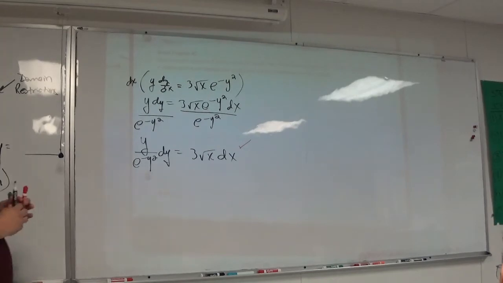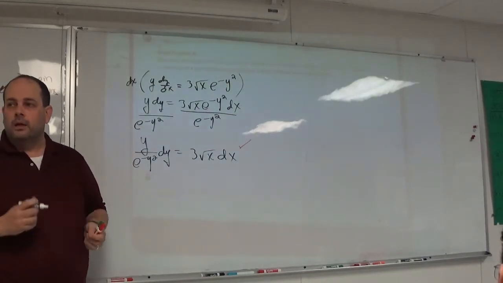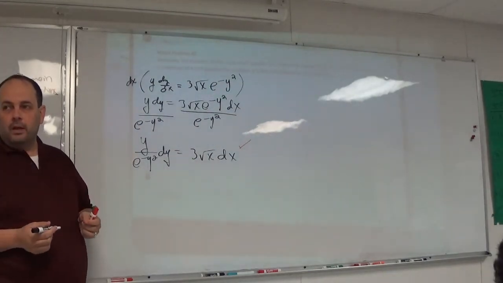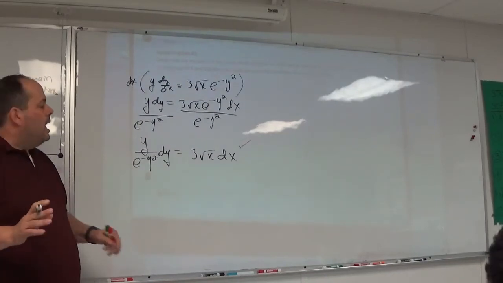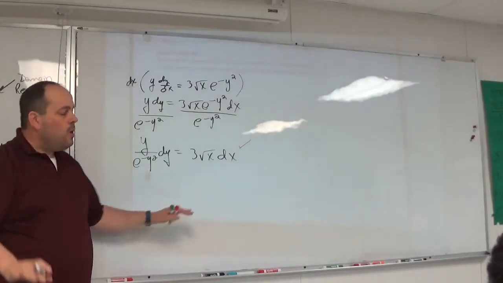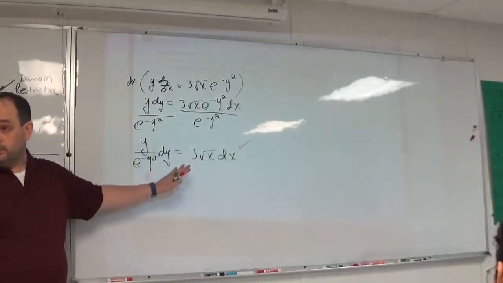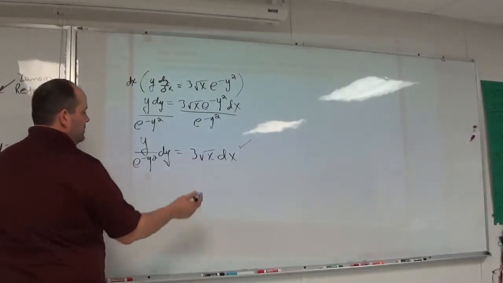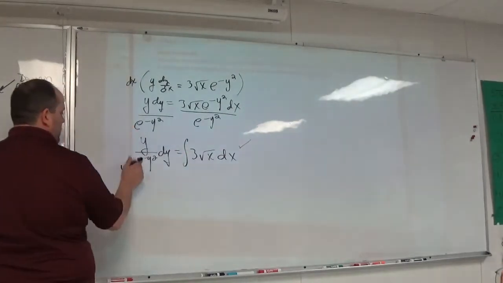Gonzalo: For the e to the negative y squared, I was confused on whether to use log in order to cancel it out or just divide by it. Well, we're not trying to cancel out right now. We're just trying to separate the variables. Oh, okay. Your next move? We're going to integrate both sides.